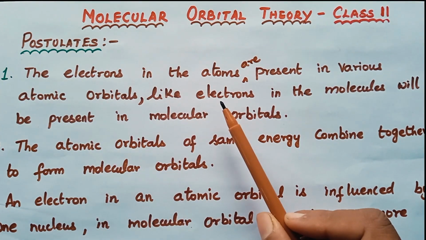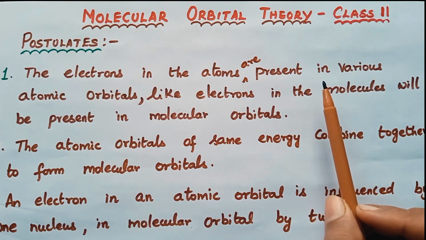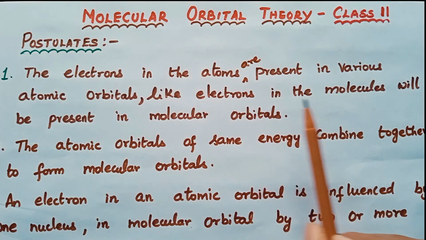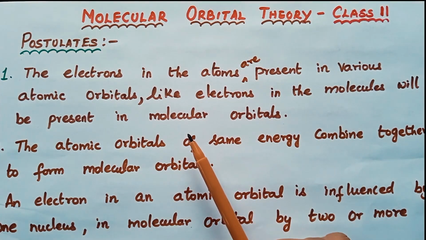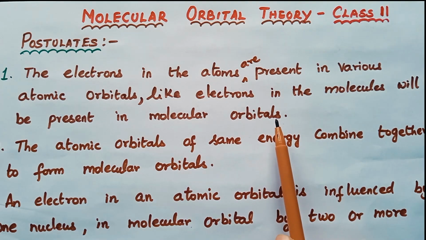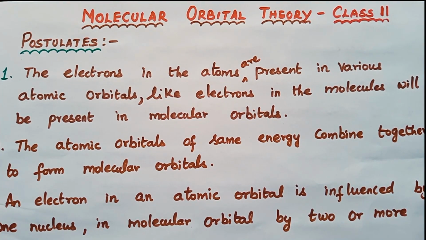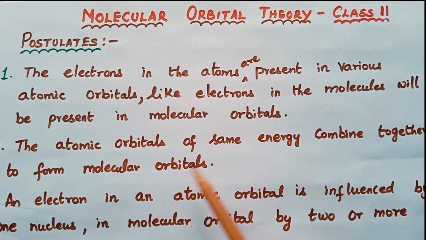The electrons in the atoms are present in various atomic orbitals. In the same way, electrons in molecules will also be present in various molecular orbitals. There are many similarities between the atomic orbitals and the molecular orbitals. The second one is that atomic orbitals of the same energy combine together to form molecular orbitals. An electron in an atomic orbital is influenced by one nucleus, whereas in a molecular orbital it is influenced by two or more nuclei.